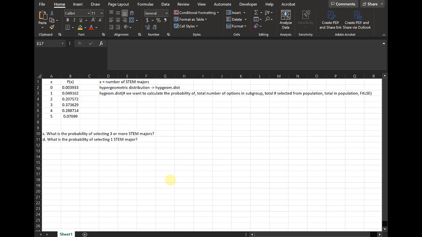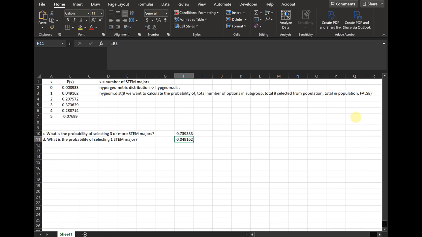Just to make our lives easier, I have the 2 questions right here. What is the probability of selecting 3 or more STEM majors? Well, once you have your PDF, you can just go ahead and sum this up, or I can just enter in the sum; 3 or more would be those 3 probabilities there. So the probability of selecting 3 or more STEM majors is about 74%, is what we could round that to. And what's the probability of selecting 1 STEM major? Only 1 STEM major would be about 5%.